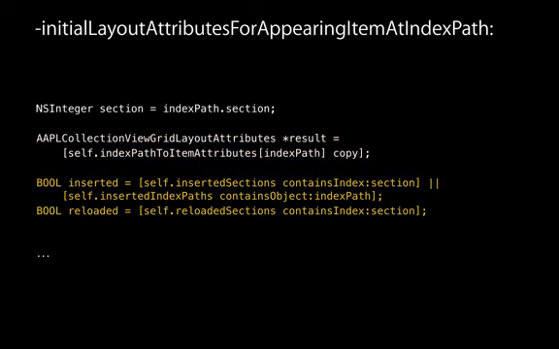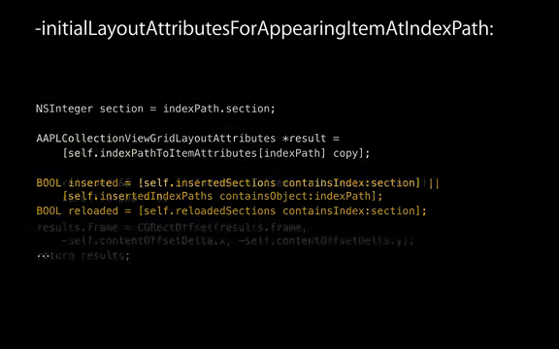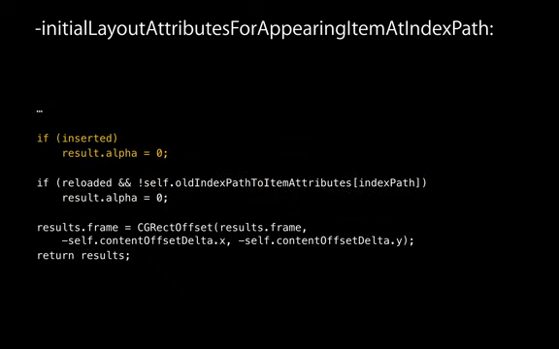So then we determine whether or not this particular item was inserted or reloaded. Remember, I said we did all this calculation in prepare for collection view updates. And now that means we've only got these 2 lines of code. Then, if it was inserted, we change the alpha to be 0. So it's going to fade in.